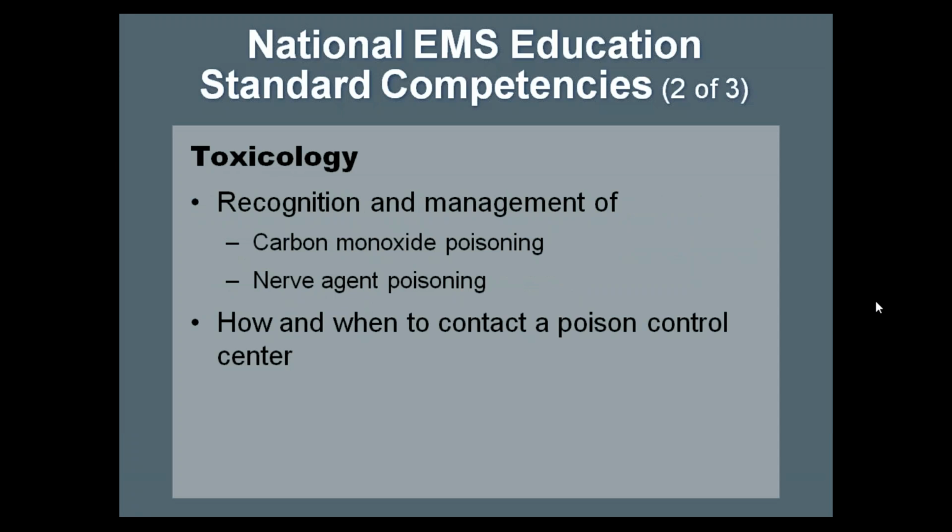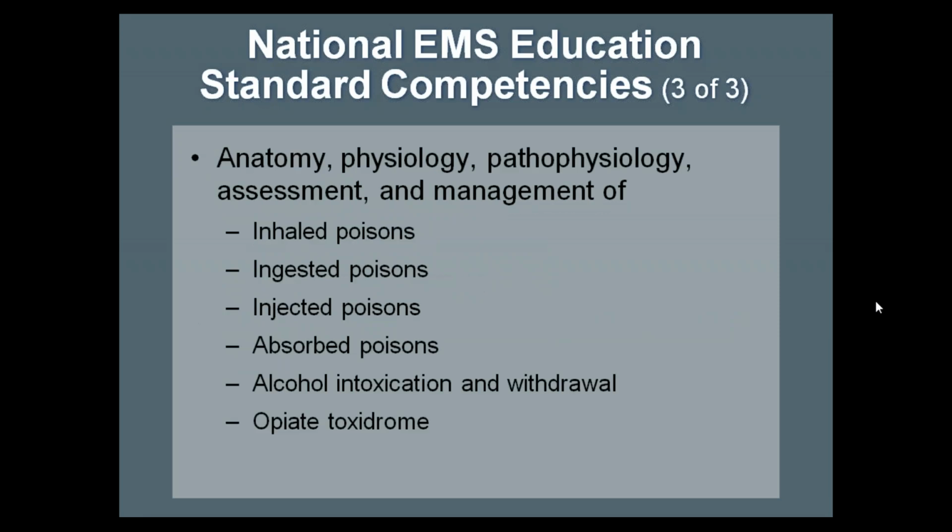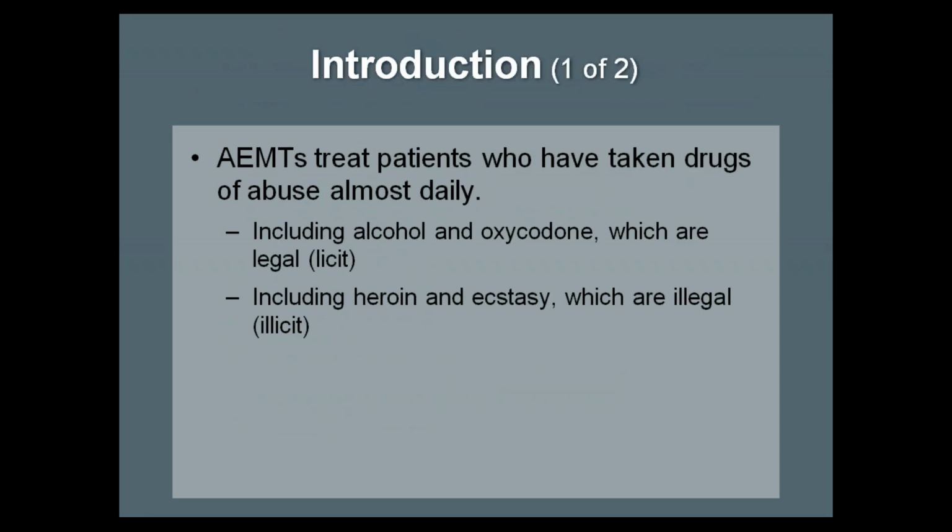So it looks like we're covering carbon monoxide poisoning and nerve agent poisoning today. And anatomy, physiology. We obviously cover, poisons can get into the body through several different ways. Many of us are hazmat gurus, but there's plenty of different ways that poison can get into the body. Inhaled, ingested, injected, absorbed, alcohol, opiate. So this is something that we're going to run across regularly in our treatment of patients and already are.